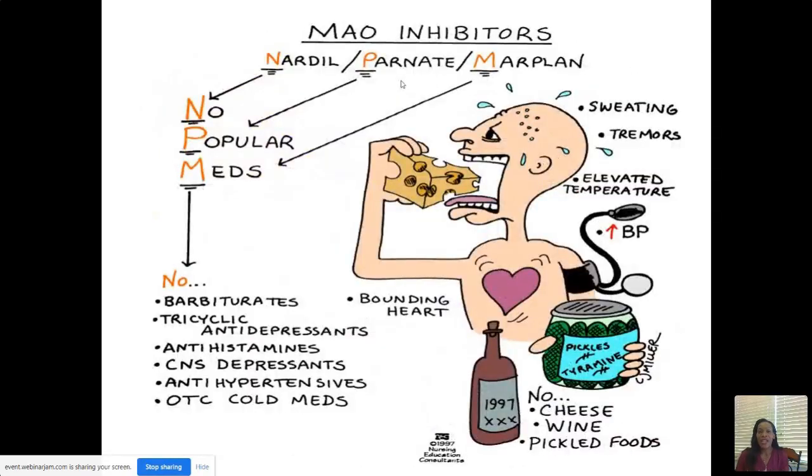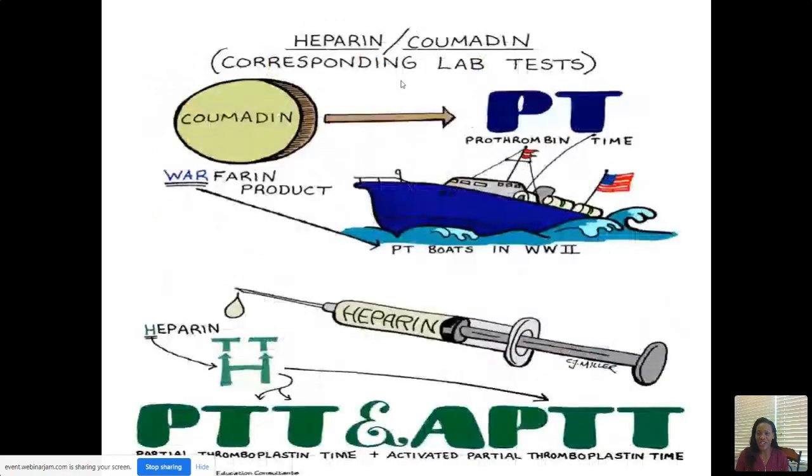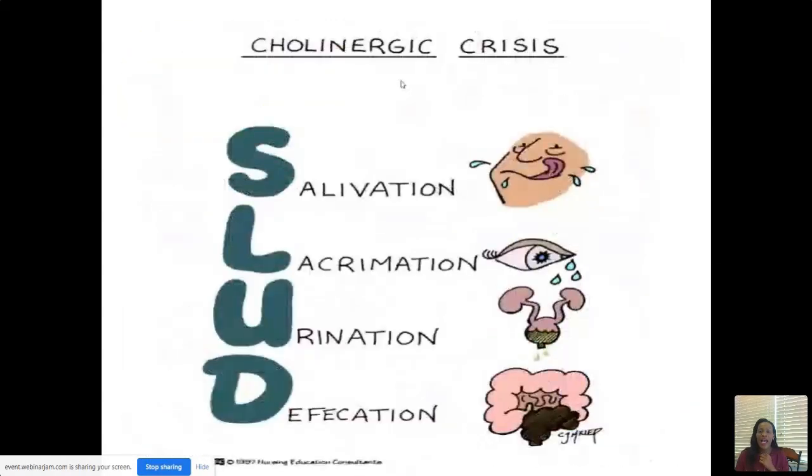So now you guys know this one. With the MAOIs: no cheese, no wine, no pickles. These are little mnemonics to help you remember the madness.